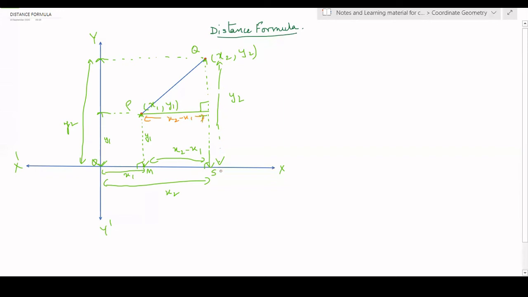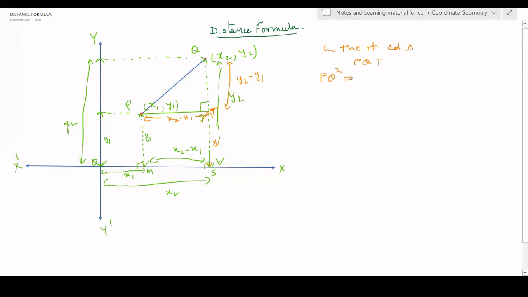Similarly, on this side, to get the value of QT distance, my whole length from S to Q is y2, and T to S is y1. Since this is y1, this is also y1. This distance becomes y2 minus y1. Now looking in the right angled triangle PQT.